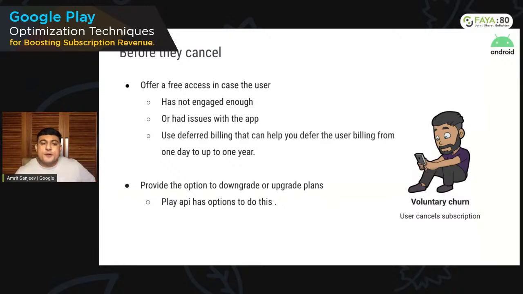One is maybe to offer a free tier, in a case where the user hasn't engaged enough with your app. So you see that the app was installed and the user has come in, they might have just explored for a few minutes and then left it. So that's when you might want to offer a free tier.